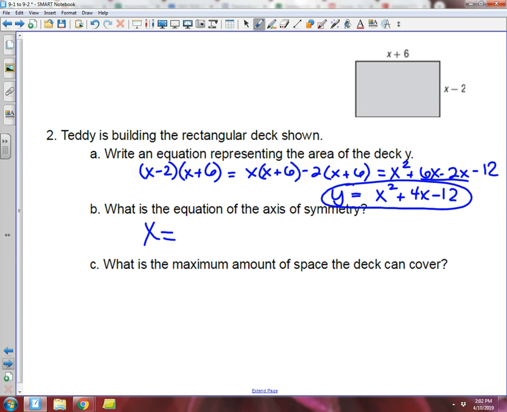So take a look here. First of all, does this thing have a max or a min? It has a min. Can you tell me the x coordinate of the minimum? -2. So this is the equation of the axis of symmetry.